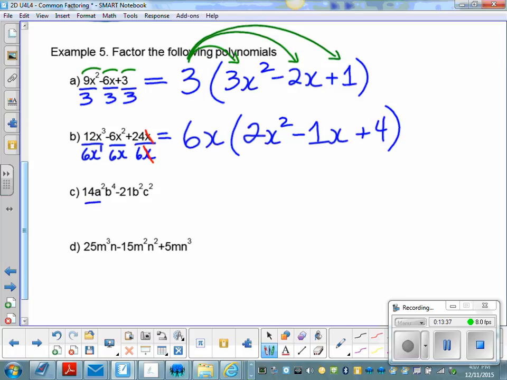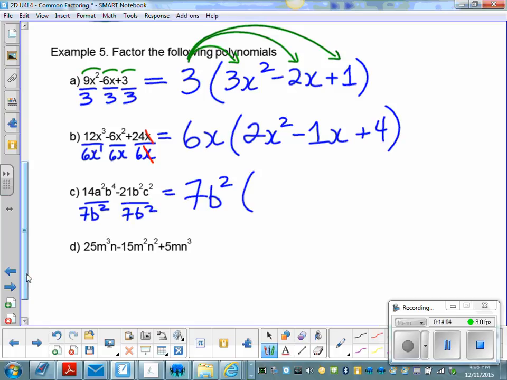Okay, and this one we've only got 2 terms. Greatest common factor is going to be 7. Both terms don't have an a. Both terms have a b though. And the smallest exponent is squared. Both terms don't have a c. So that's going to be my greatest common factor. I'm going to have to divide both terms by 7b squared.